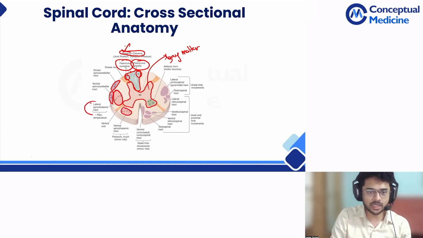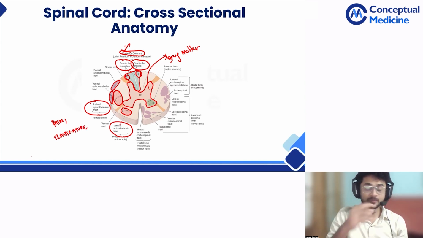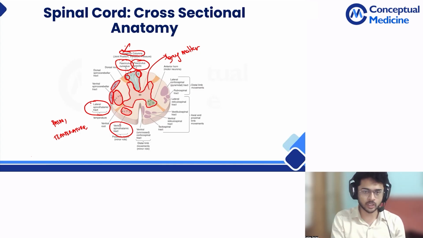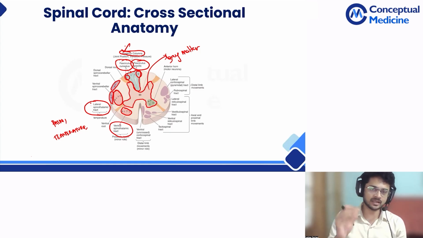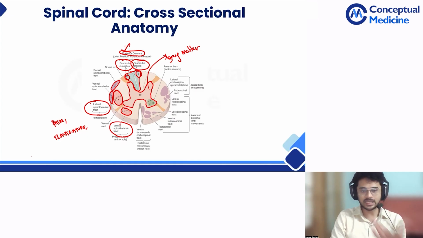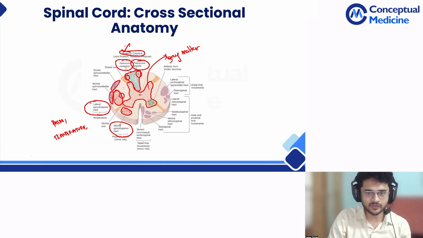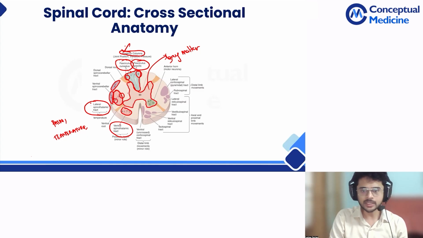Okay, so the spinothalamic tracts are very, very important in the sense that they carry both pain as well as temperature. As I was mentioning earlier, the lamination of the spinothalamic fibers is opposite to that of the dorsal column. So in the dorsal column, the sacral fibers are medial and the cervical fibers are lateral. Whereas in the spinothalamic tract, both the lateral and the anterior, the cervical fibers are medial and the sacral fibers are lateral.